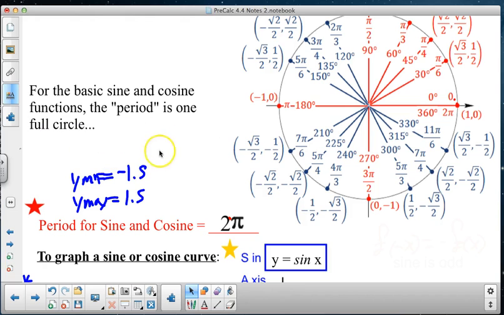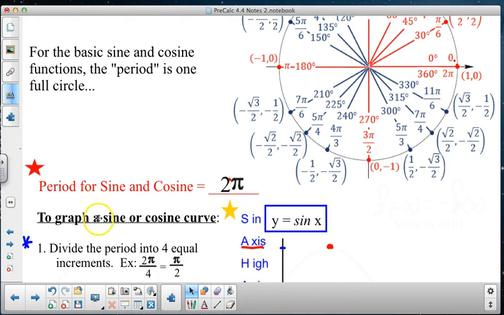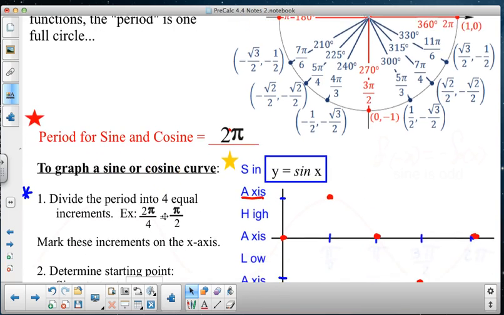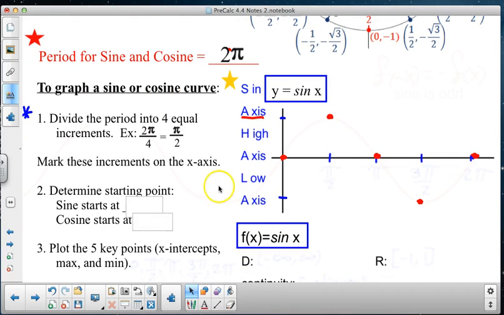We're just going to get rid of this stuff. I wrote it another time. To graph a sine or cosine curve, this is what we're doing today. Okay, so we're going to work with sine, and to help us, I've got a mnemonic device for sine. We got axis, high axis, low axis, and it's Sahala, S-A-H-A-L-A. And the reason why we're going to do it this way, I'm going to explain as we talk about the points that we need to graph.